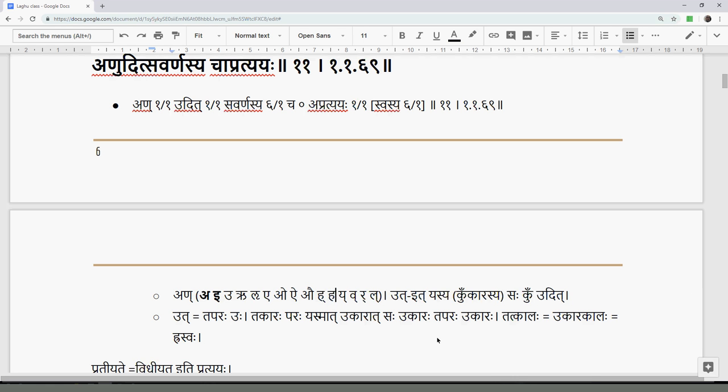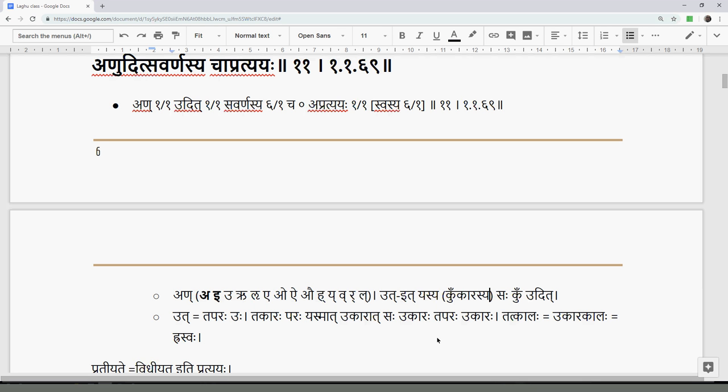Except for repha, which does not have a nasalized form. So therefore, ra will stand for itself, repha will stand for itself, but ha, ya, va and la will stand for themselves as well as their savarna. These are the sanjnas created. An, by an, is one sanjna for what? For all these: a, i, u, ri, all these are sanjnas, and these sanjnas are for themselves as well as for savarna.